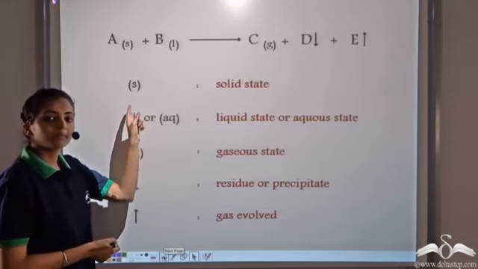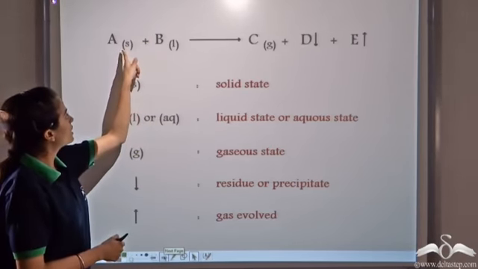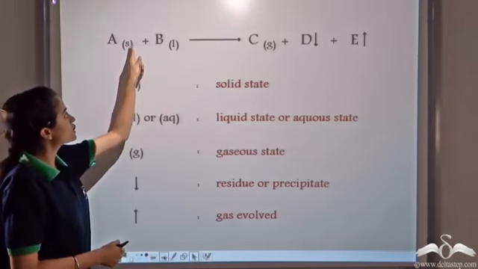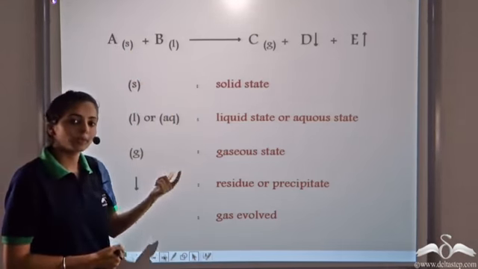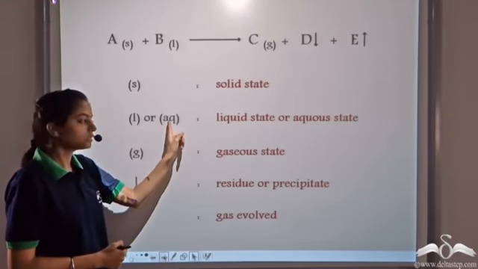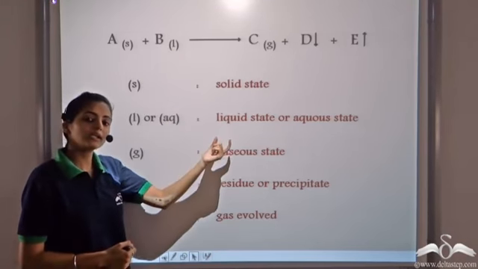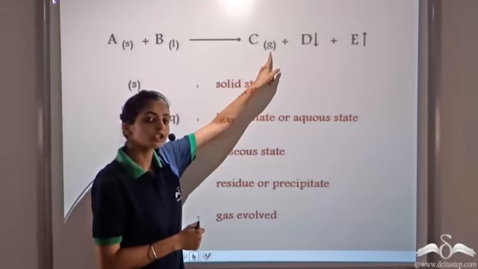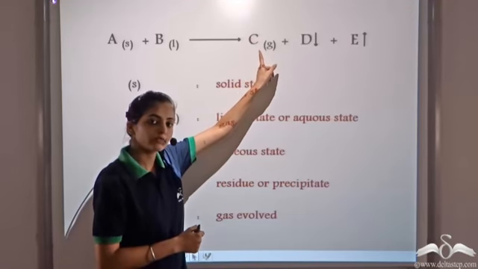So sometimes you will see symbols like this in a chemical reaction. What do they represent? We have a chemical equation, where A reacts with B to form CDE. Now we have the subscript S. This shows that A is in the solid state when it takes part in the chemical reaction. When we have small l or small aq written, this shows that the substance B is in the liquid or aqueous state. In this state, it takes part in the chemical reaction. Similarly, if a subscript G is used, this shows that C is being formed in the gaseous state. So a gas C is formed.